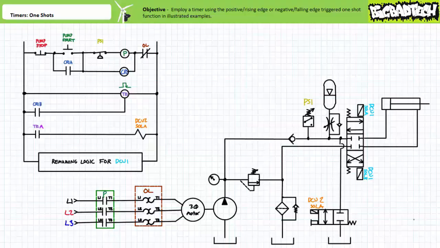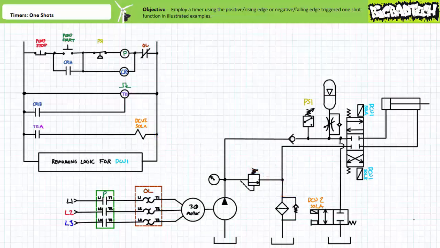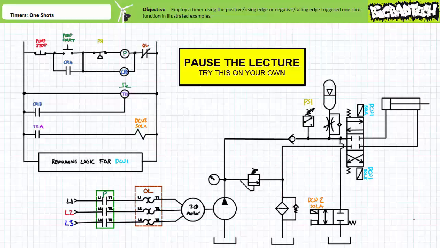The part we are interested in features the P contactor coil, which energizes a motor-driven pump, and DCV2 Sol A, which shifts the normally closed directional control valve 2 into an open position. By all means, pause the lecture and see if you can walk yourself through this system and see how it works. Quick hint: note the accumulator in this circuit and its relation to DCV2.